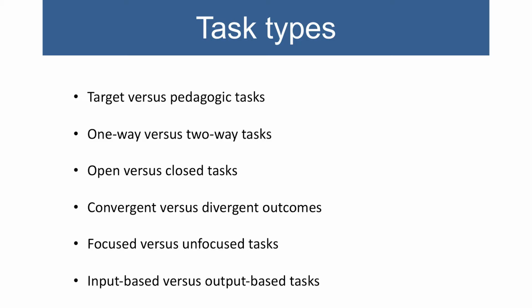Now that we have defined the notion of task, let's look at some common task dimensions that are used to differentiate between task types. We consider the difference between target and pedagogic tasks, one-way and two-way tasks, open and closed tasks, divergent and convergent tasks, focused and unfocused tasks, and finally, input-based versus output-based tasks.